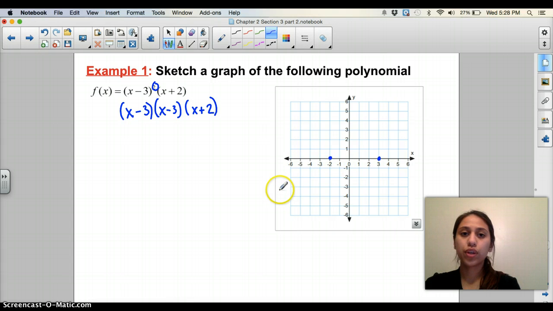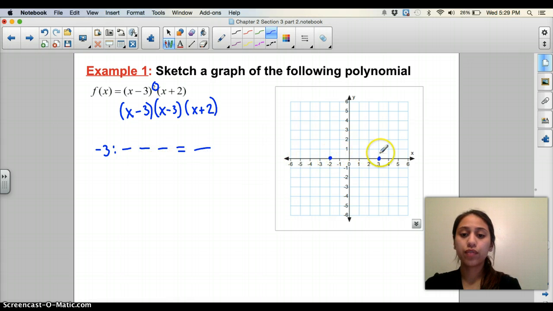Just like yesterday, we're going to do our sign test. So we'll have 1, 2, 3 sections where we need to pick a value and test what we get when we plug in that value for x. Any value to the left of negative 2 would work. I'm going to use negative 3. Plugging in for x here, that's the simpler form. Negative 3 minus 3 is a negative. Negative 3 minus 3 is a negative. Negative 3 plus 2 is a negative. So multiplying all negatives, we get a negative.